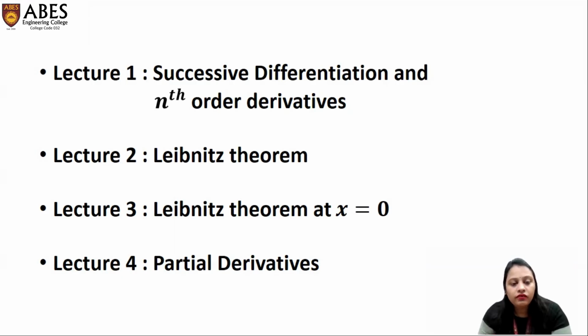In lecture 4, we will discuss partial derivative. In partial derivative, if z is a function of more than one variable, then we can differentiate z with respect to any variable, keeping the others constant. For example, if z is a function of x and y, then we can find del z over del x and del z over del y. Means we can differentiate z with respect to x or with respect to y, keeping the other as constant.